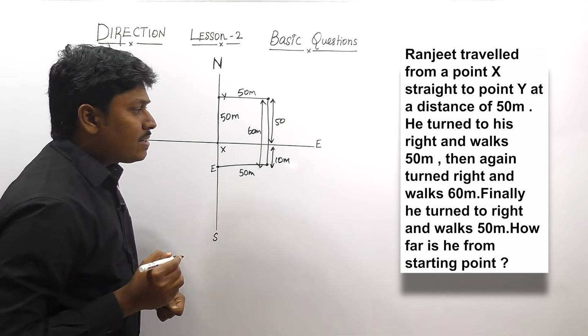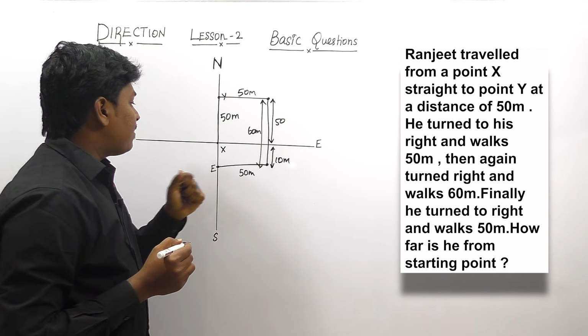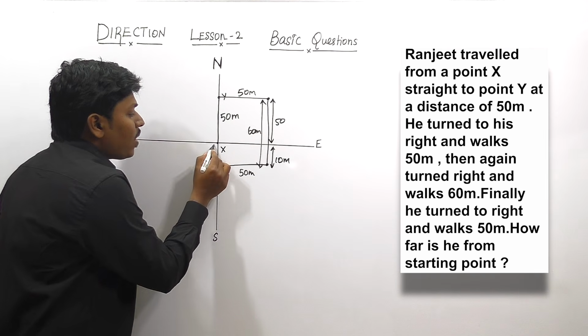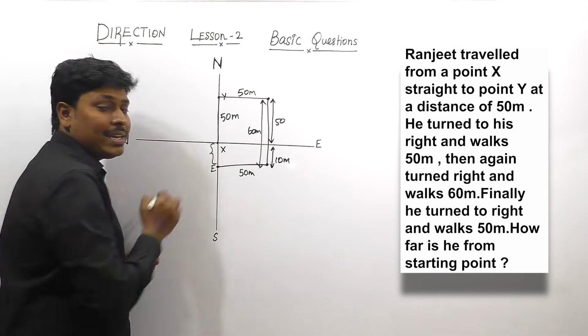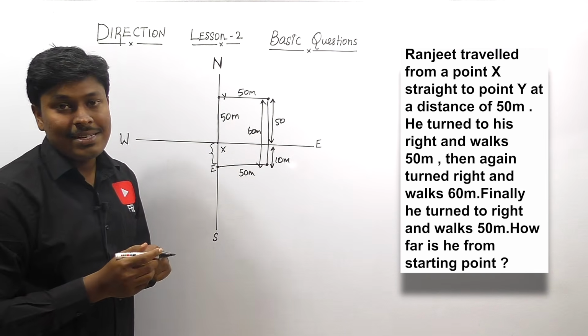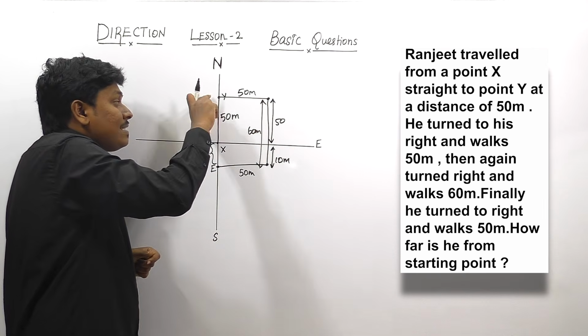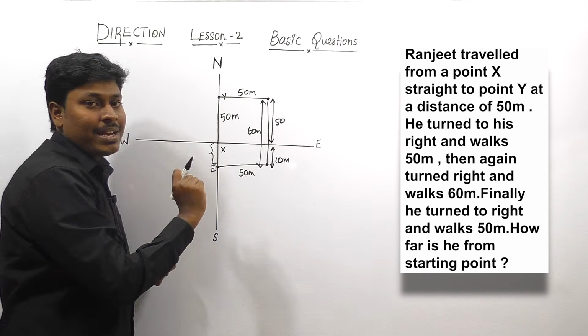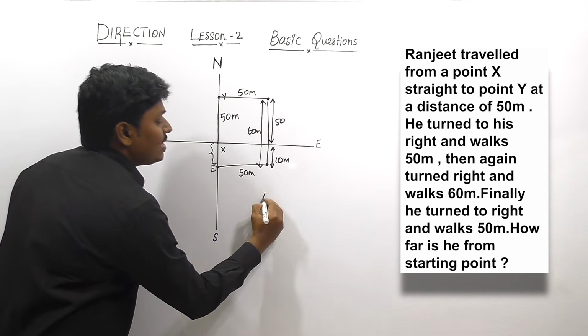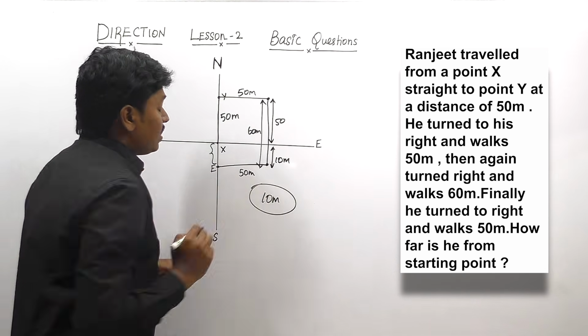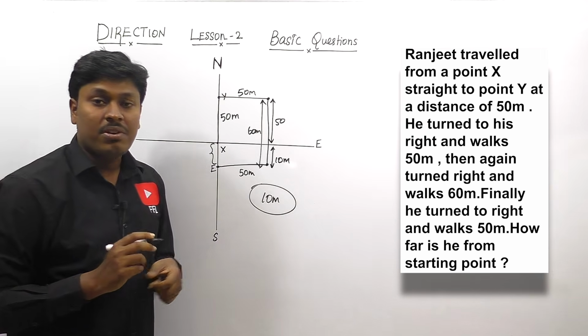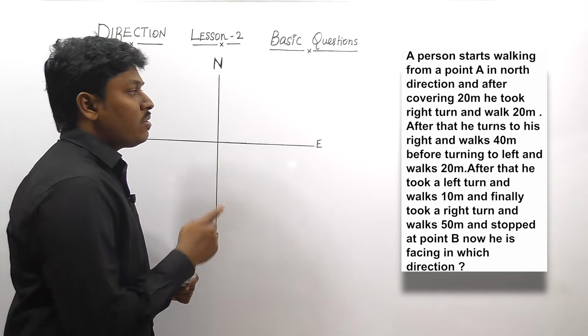Okay friends, what is the question? How far is he from the starting point? They are just asking what is the distance between the starting point and the ending point. Friends, listen carefully. We know that this total distance will be 60 and this distance will be 50. So definitely the remaining distance will be 10 meters. So we can surely say that the answer must be 10 meters. So friends, we got the answer, 10 meters, for question number 8. Let me move on to question number 9.